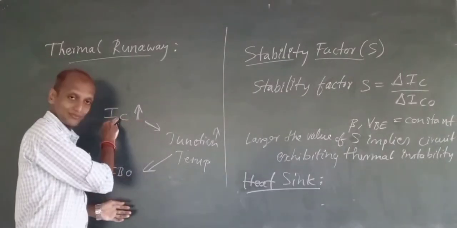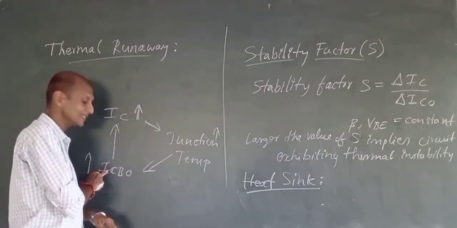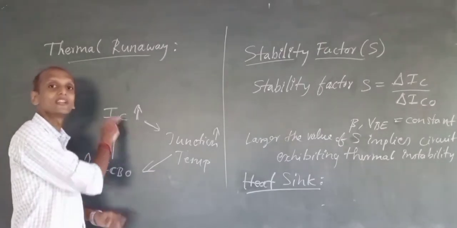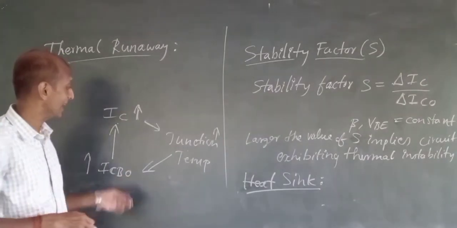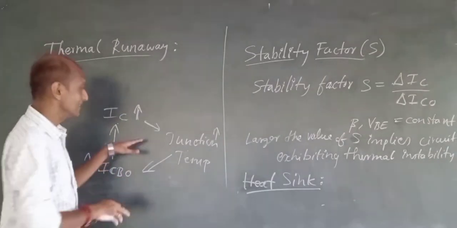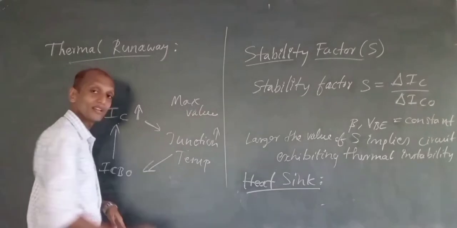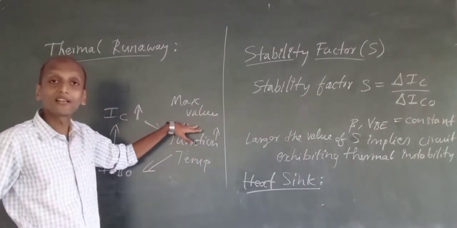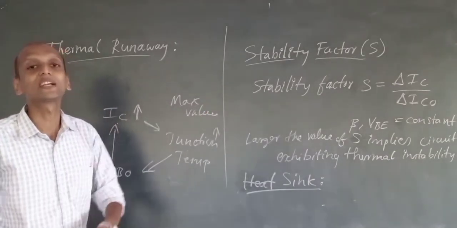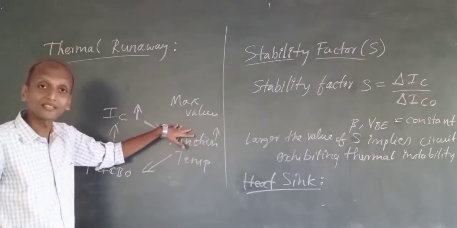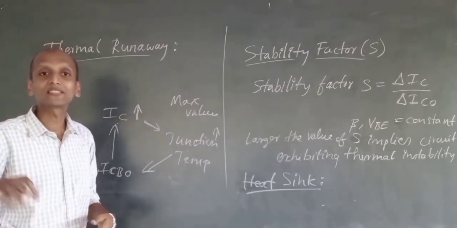Cumulative means because of a rise in one thing, the other thing will increase. Because of the rise in this thing, the next thing will increase. Because of this, again the first thing will increase. So this is a cumulative and continuous process, and the junction temperature will reach some maximum value. After this maximum value, the junctions will not survive; they start burning.